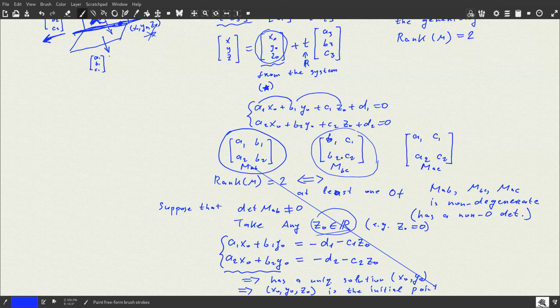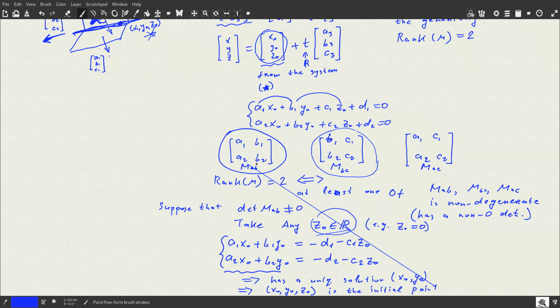Then what? Then you solve it for y and z. So you take any value of x. For example, you may take x0 equal to 0, and then you solve the system with respect to y0 and z0. Or if this one is not applicable, then you may consider the first and the third one, A1, C1, A2, C2. But at least one of them must be non-zero. Okay? Yes, now it's perfectly clear.